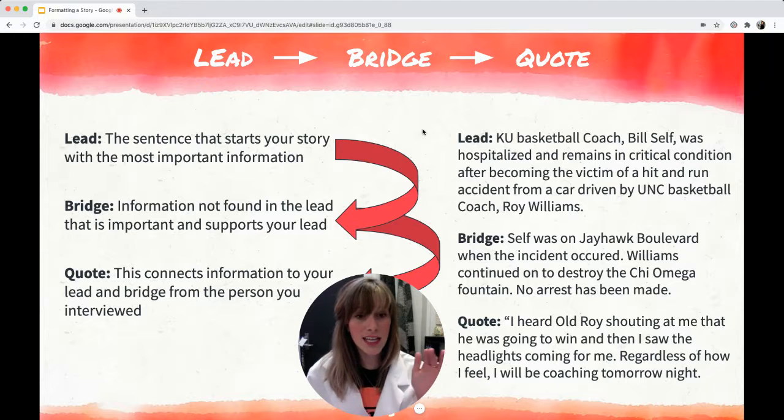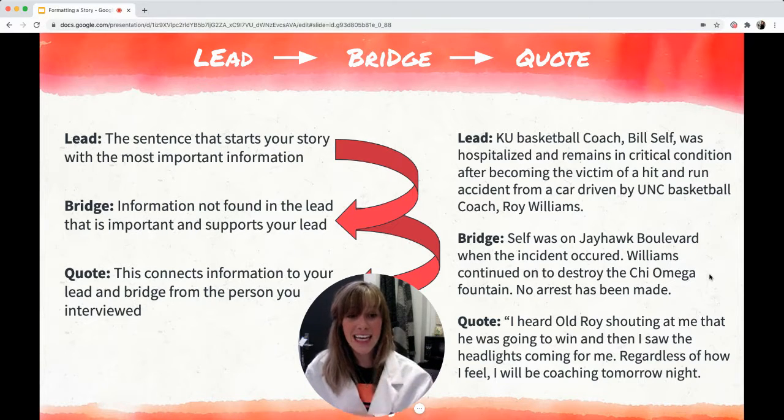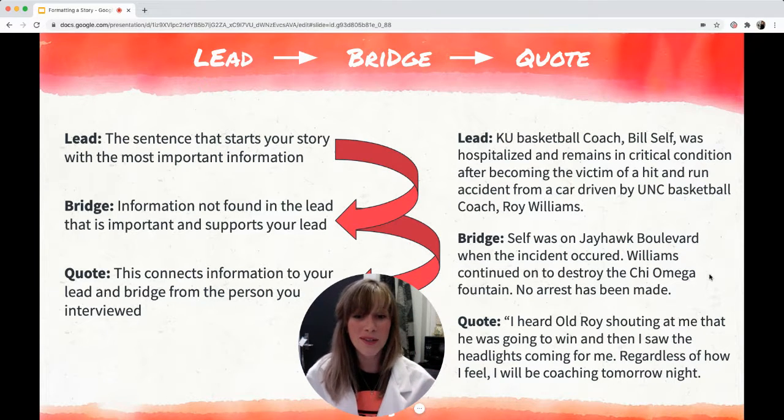Okay, we supported that information. The part about destroying the fountain is not as important as the fact that Bill Self was involved in a hit-and-run accident. So that went second. And then my quote to support what we've said. So we've said he was in a hit-and-run accident. So now good old Bill's going to talk.